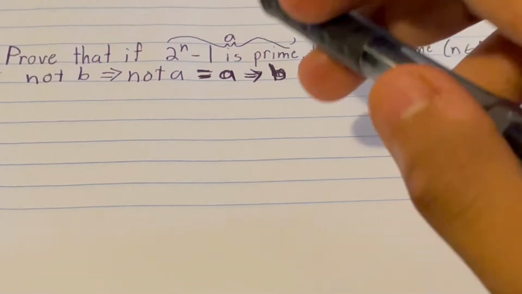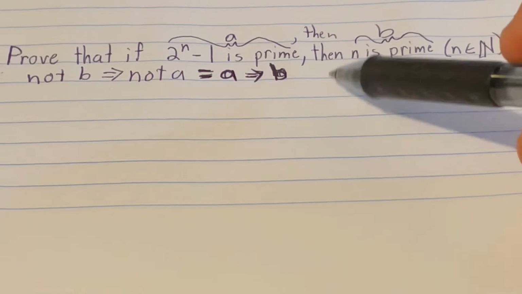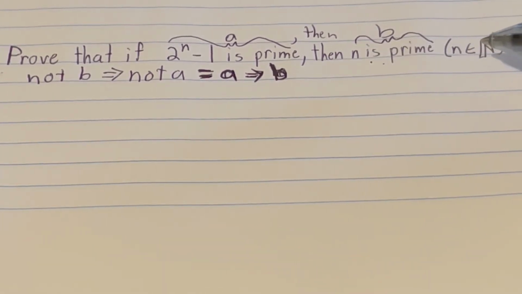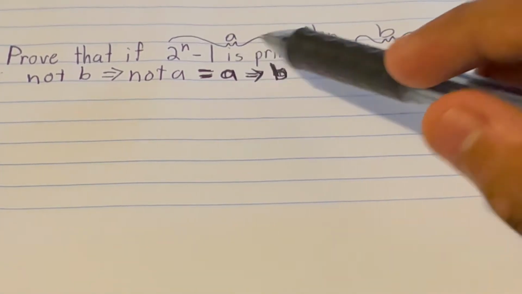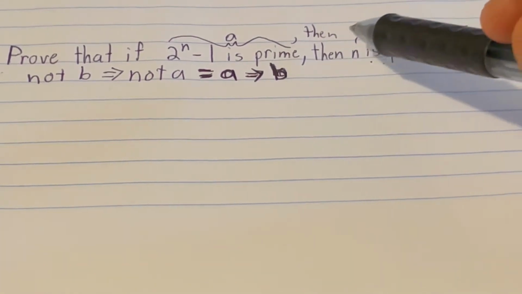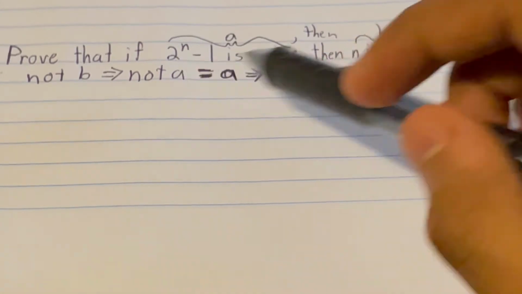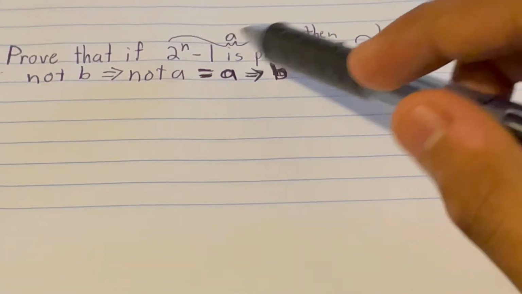We want to prove that if 2 to the power of n minus 1 is a prime number, then n is a prime number. And this is true for all natural numbers n. In proving this statement, instead of directly proving this then this, it would actually be easier to prove the contrapositive of this statement.